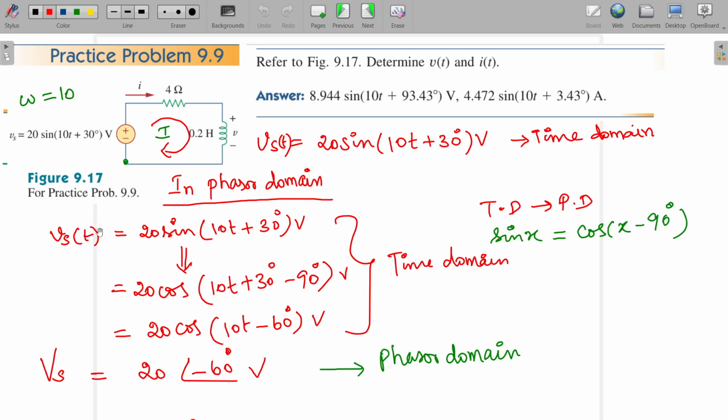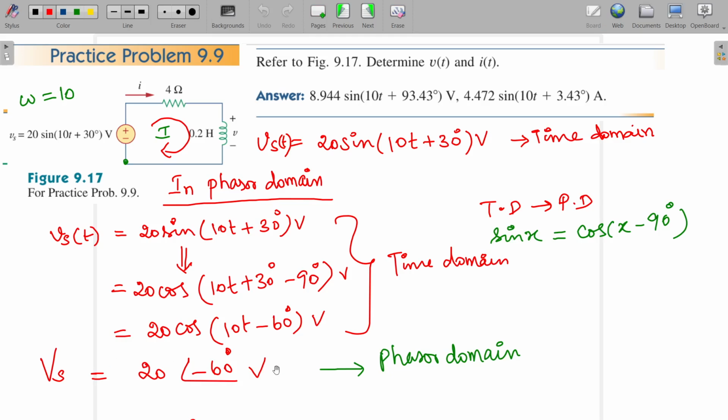So this Vs(t) can be written in the time domain as 20 sin(10t + 30°) volts. But if we want to go for the phasor domain, we have to convert this sine into cosine. So sin x can be written as cos(x − 90°). So we do the conversion here: 20 cos(10t + 30° − 90°). So that becomes 20 cos(10t − 60°) in volts.